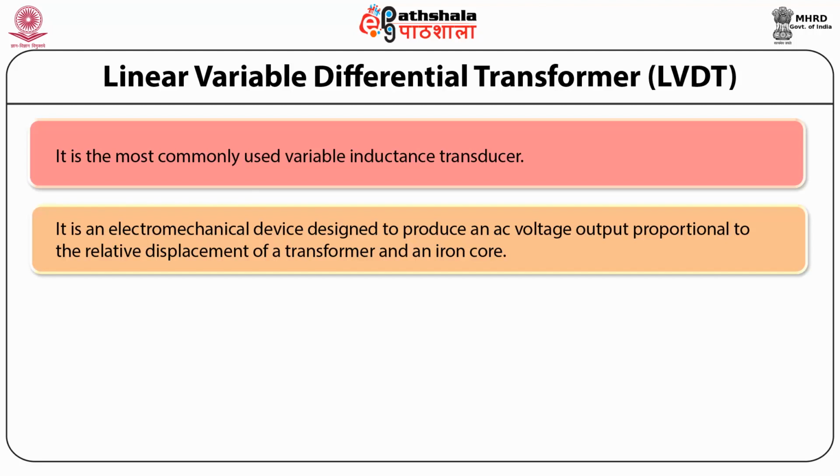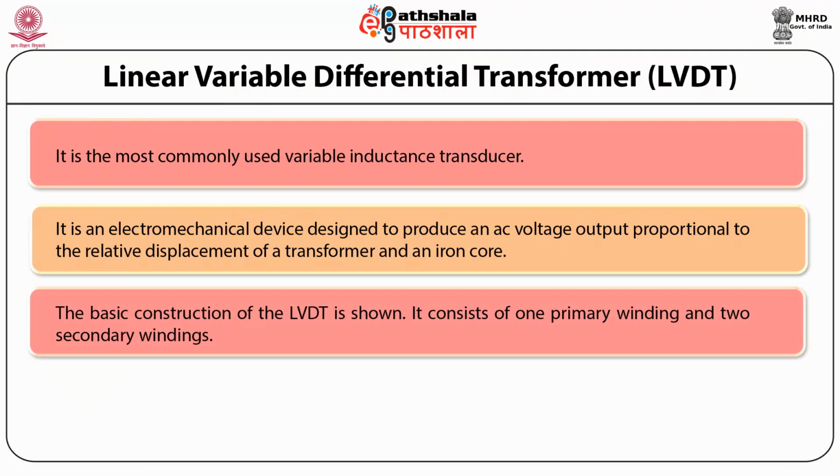So these figures show us the basics and the construction of the LVDT, which consists of one primary winding and two secondary windings. The secondary windings are identical in respect of their number of turns and their placement on both sides of the primary winding.